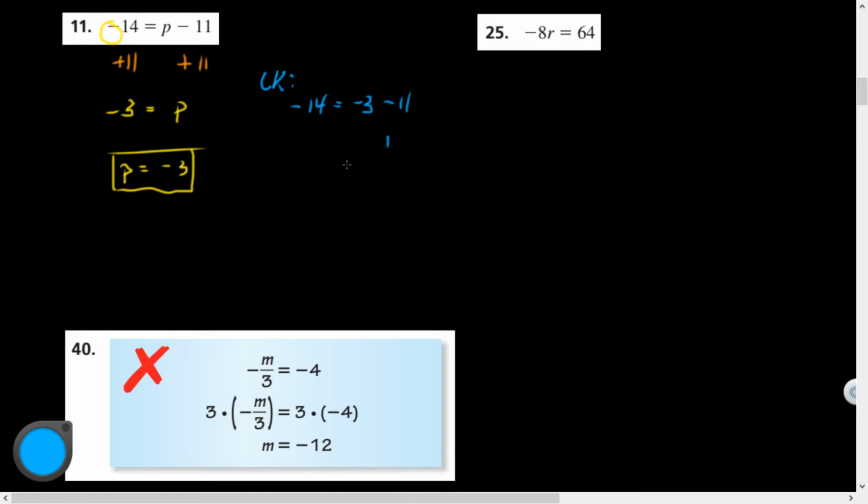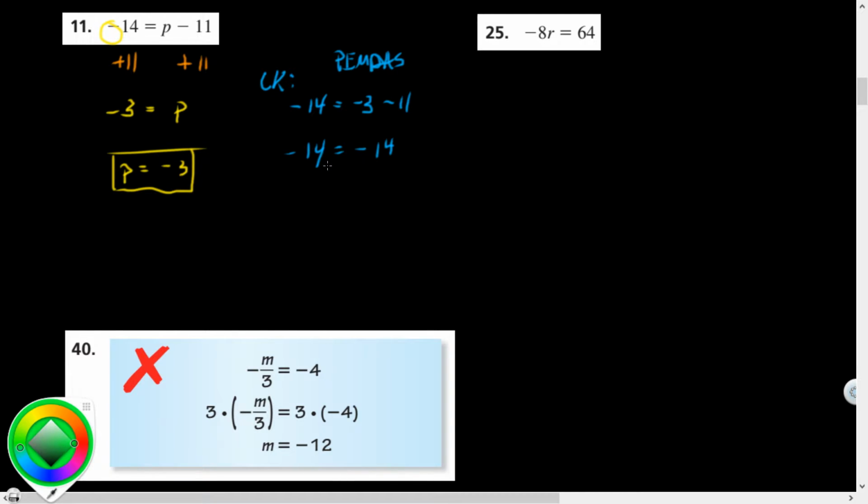When you do a check, what you do is PEMDAS. You're just doing regular old order of operations, which, by the way, is going to show up in today's lesson. So when I do PEMDAS, -3 minus 11 is becoming more negative. I add the numbers and keep the sign. -14 equals -14. So cha-ching, it seems to make sense. That is the value of p that makes the equation true. So that's what I'm interested in.